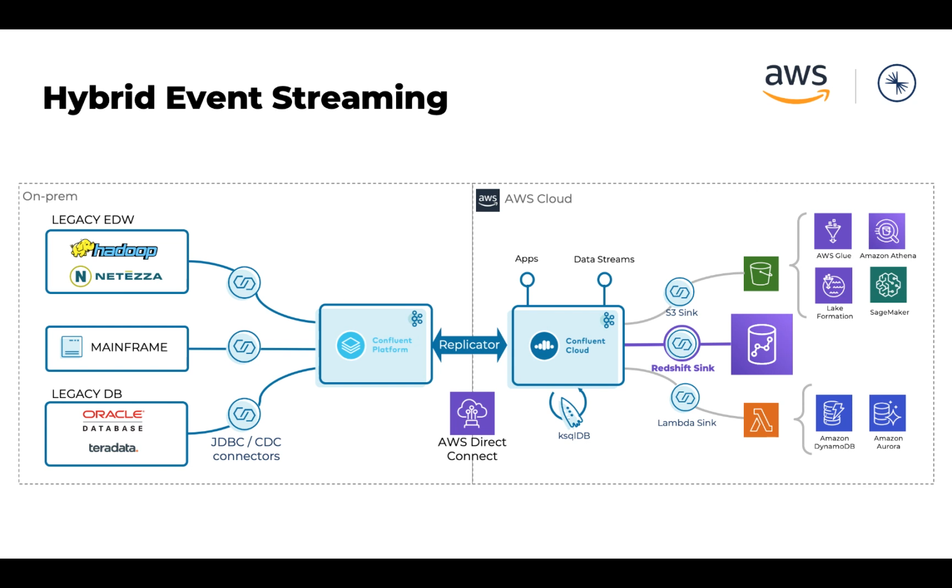And then on the right side, we have all these innovative cloud services. In this case, we have a lot of serverless services from Amazon. And in addition to that, you build your custom applications with Java or .NET or whatever, running in the cloud. And in this case, we're using Confluent Cloud on this side.